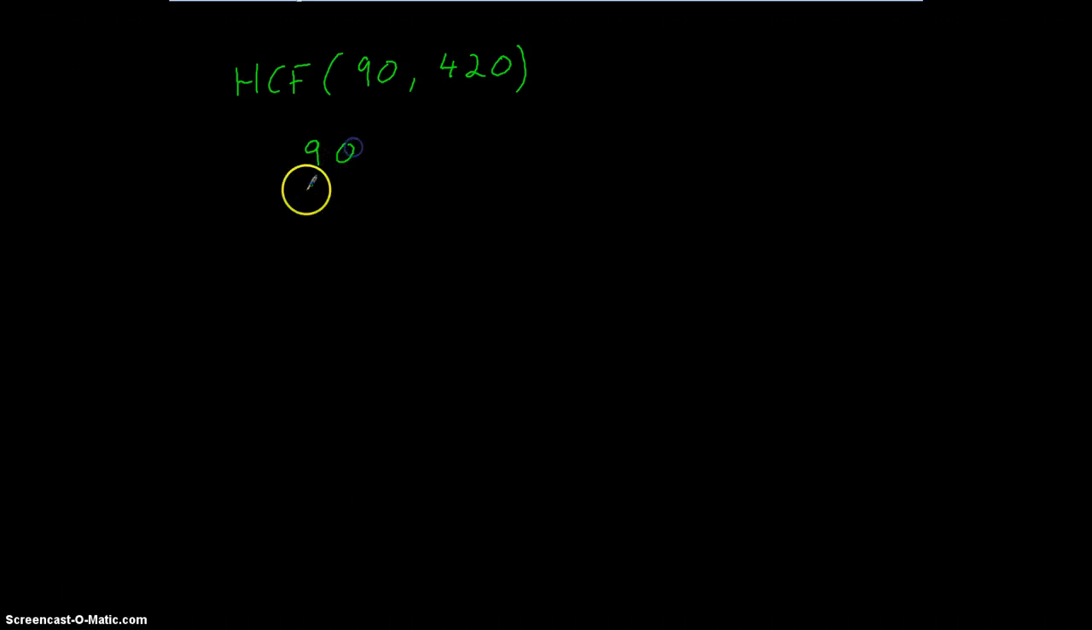Okay, 90. Smallest prime number that goes into 90, well 90 is even, so it's going to be 2. 2 times 45. 3 times 15, and then 3 times 5, so we can write 90 here as the product of its prime factors is 2 times 3 times 3 times 5.